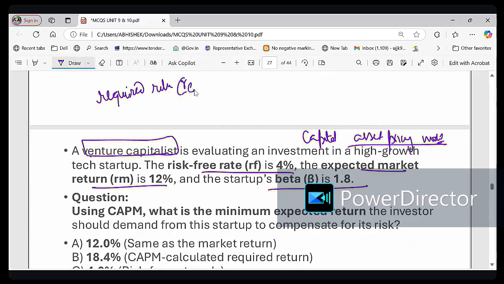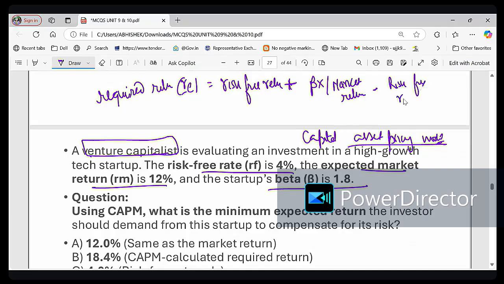which is RE. RE is equal to risk-free return plus beta multiplied by market return minus risk-free rate. Right. So this formula you have to apply. So now in this case, what is R? What is the meaning of risk-free return? So can you apply the formula? Just put the value. So what is the risk-free return?